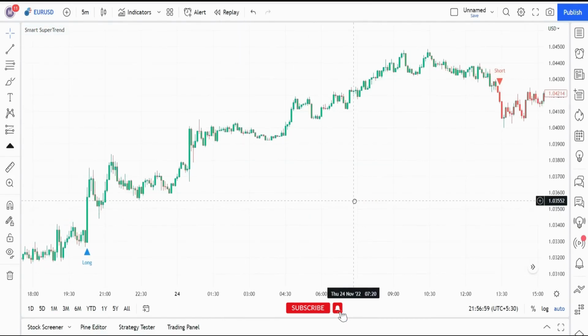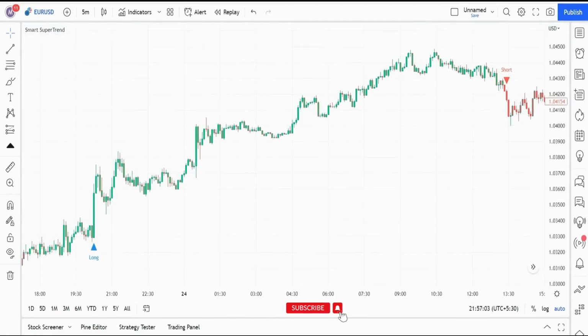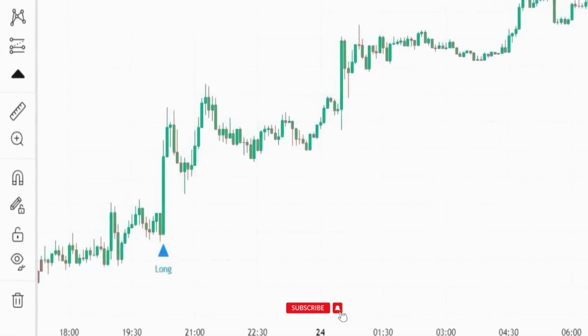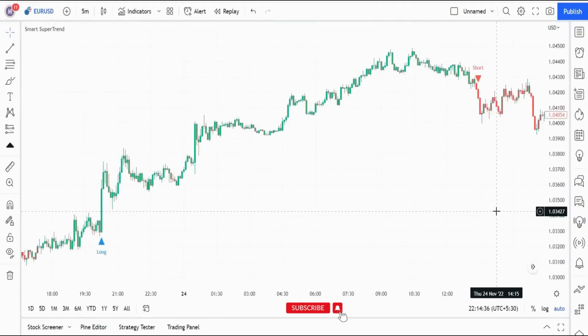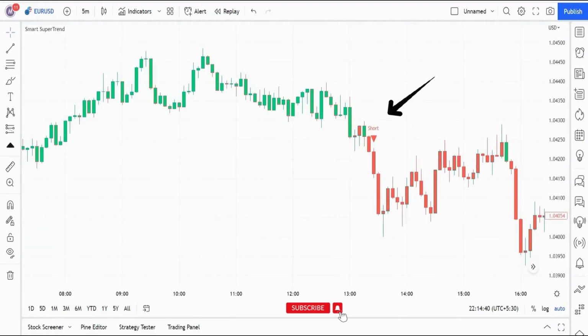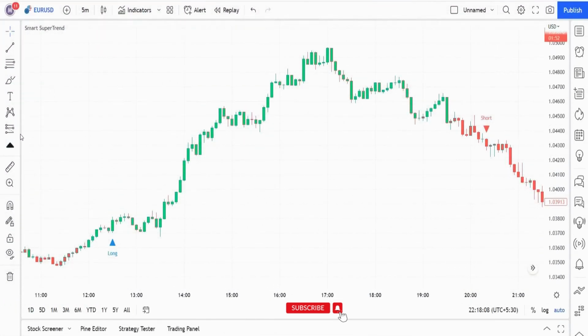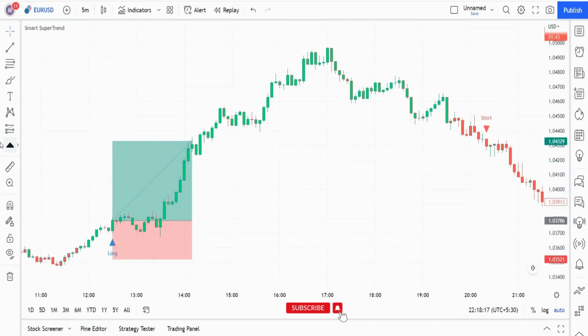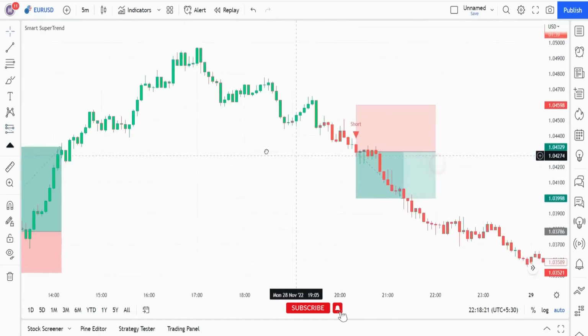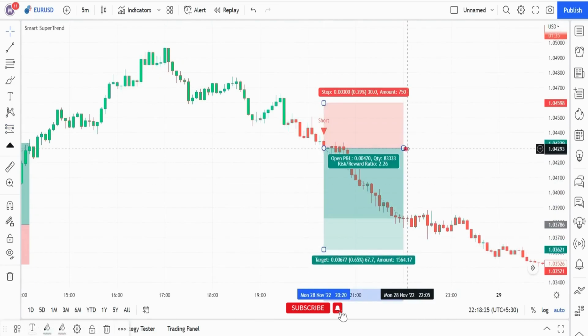As you can see, Smart Super Trend is an indicator with a simple and clear buy and sell signal that we're going to use to trade. When the indicator indicates a long signal, and the color of the candlestick is green, this buy signal is valid. And whenever the indicator indicates a short signal, and the color of the candlestick is red, this sell signal is valid. For example, like here, this long signal is valid. The color of the candlestick is green. And this short signal is also valid, because the color of the candlestick is red.